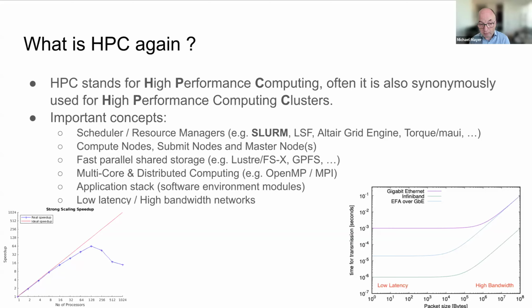Some clusters use an application stack, so-called software environment modules. Maybe some of you already came across that. Environment modules are used if you have to use commands like module load and a certain software name in order to make that software accessible. There's also the important thing that the network needs to have a very low latency and high bandwidth, and why that is, more in a little bit.